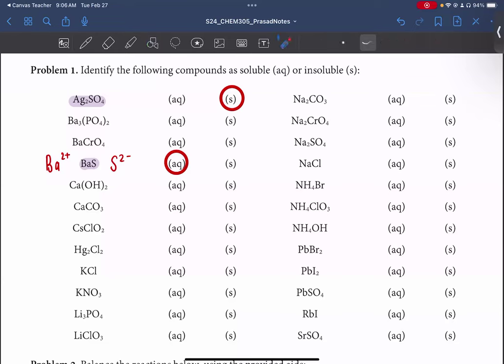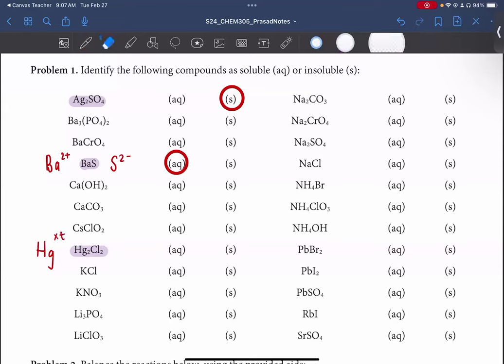Right, let's do Hg2Cl2, again highlighted so you can follow it. Rather quickly, you identify here in this case that mercury is a transition metal. So while we do not know the exact charge of it right now, we do know that it's going to be positive.